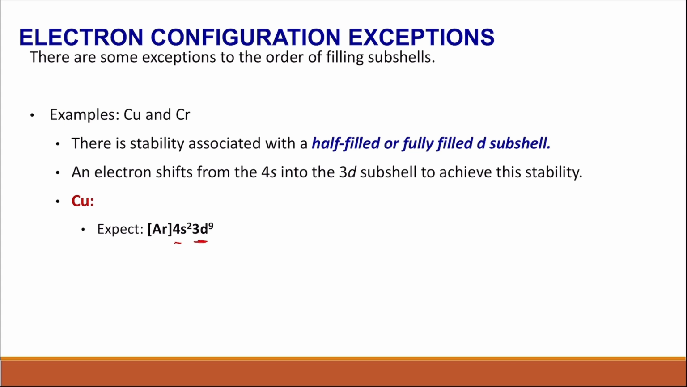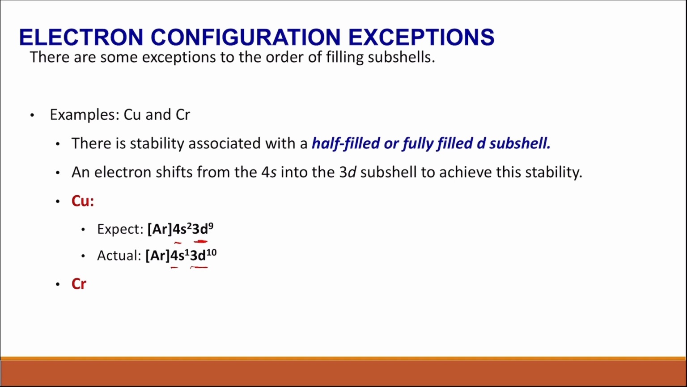So we said that the 4s will be filled before the 3d, because the 3d has higher energy, or the 4s has lower energy. But actually what happens is that one electron moves from the 4s into the 3d, because now we achieve a full d subshell. So this gives more stability to the copper. So when they ask you about the electronic configuration of copper, you have to put it as 4s1 3d10.